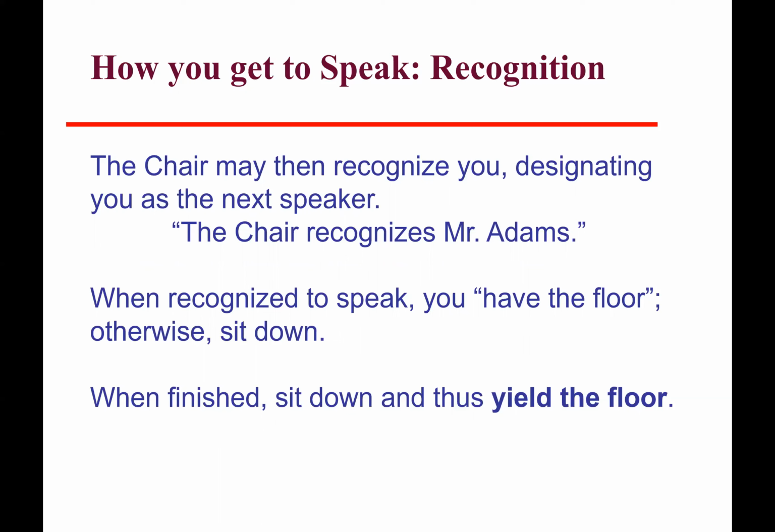Okay, and everybody else who is also vying, for instance, might be 5, 6 people standing up trying to get the attention of the chair, but the chair will only recognize one person at a time. Right? And everybody else is expected at that point to sit down and wait for their opportunity. When finished speaking, you sit down and thus you yield the floor. So these terms are important to know about, having the floor and then yielding the floor. You yield the floor when you're finished speaking and you sit down, right?